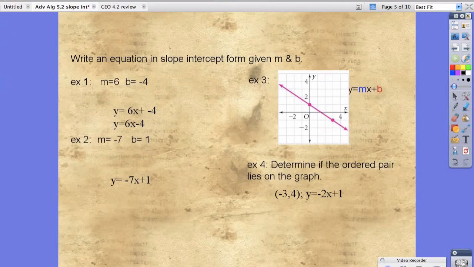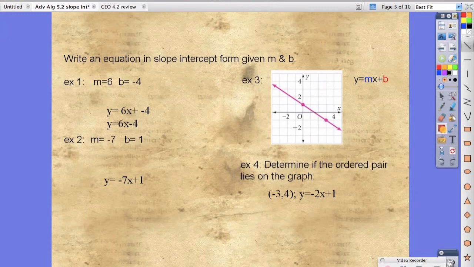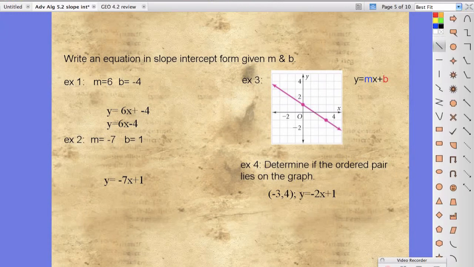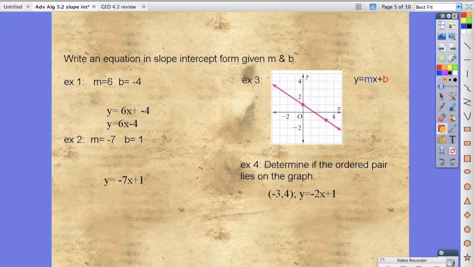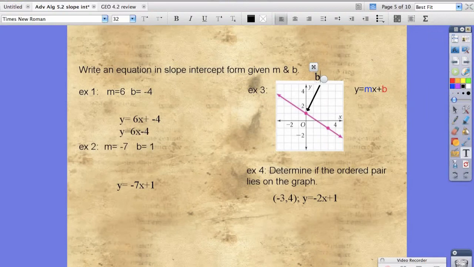Example 3 is a little bit spicier, but it shouldn't be too difficult. This is a really good example because it helps us determine what our m, our slope, is, or what our b is, our y-intercept. Our y-intercept, as we discussed earlier, is where it crosses the y-axis, which in this case is here at 1. Therefore, our b equals 1.